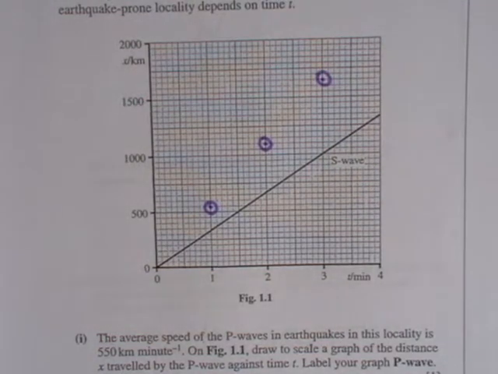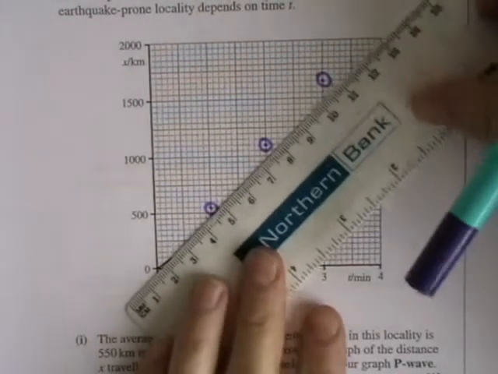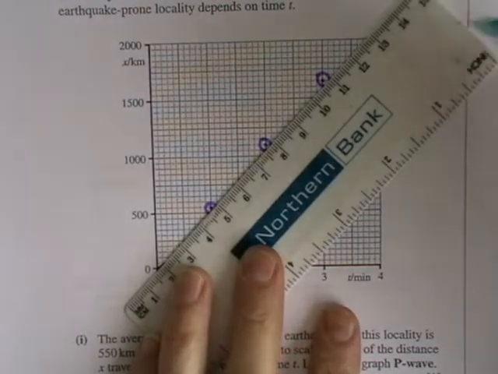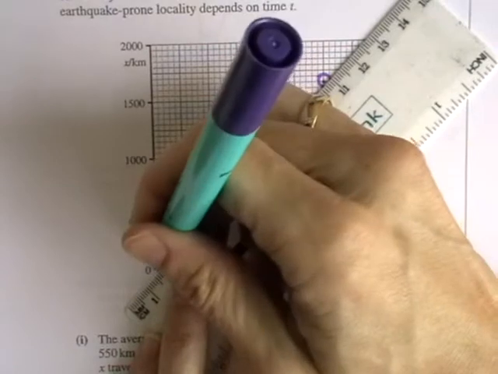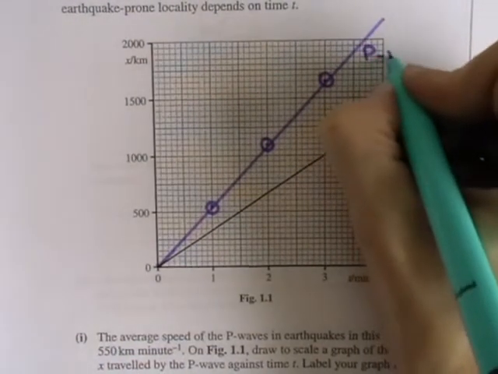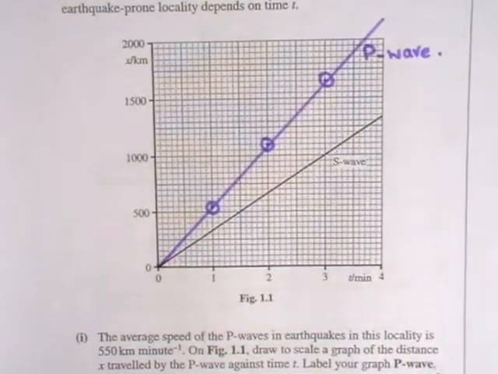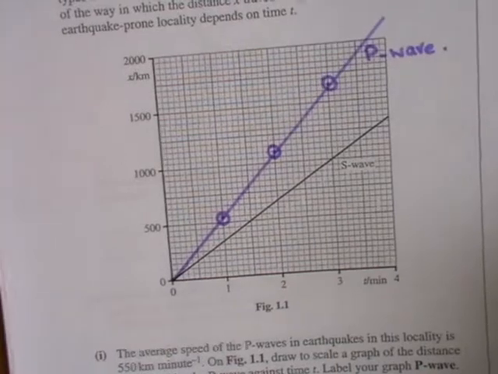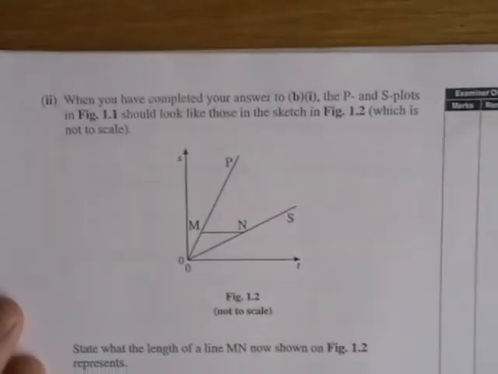And we're going to draw a straight line through those, which should also go through the origin, roughly. And label it P. Now they may not give you the marks if you don't label it P. And there's your graph.